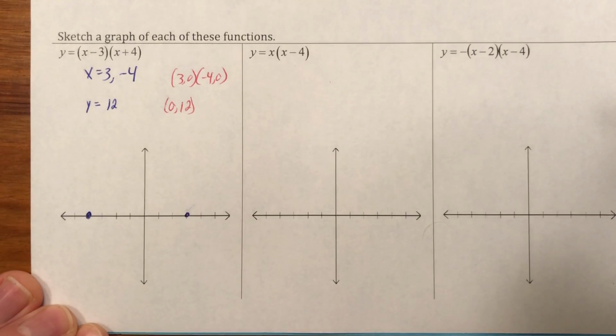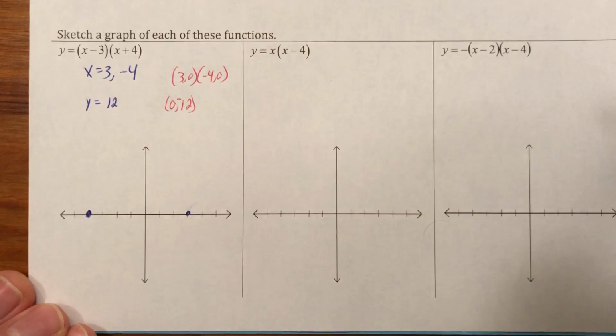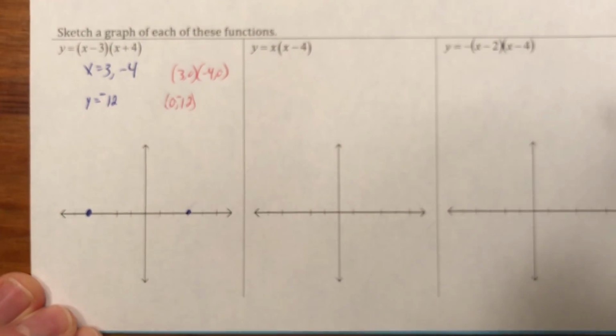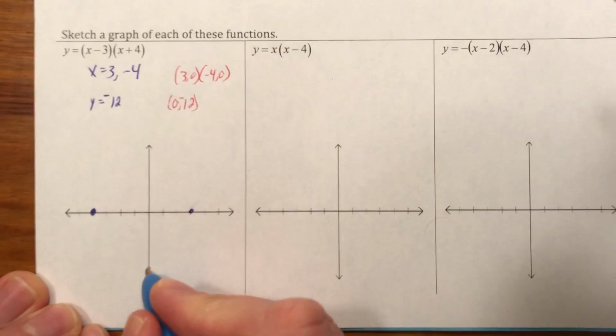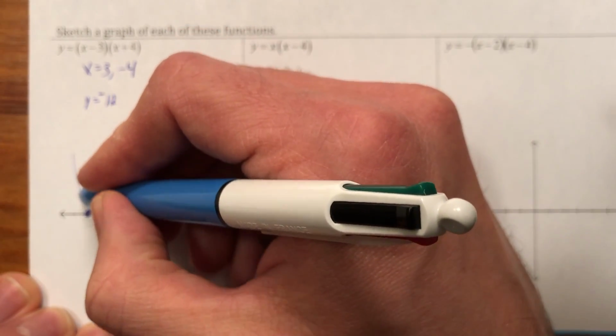I'm sorry, that's -12. I apologize. I think I said that, but didn't write it. So it's -12, not +12, which is going to be down here somewhere. No big deal exactly where. And so it's going to look like this.